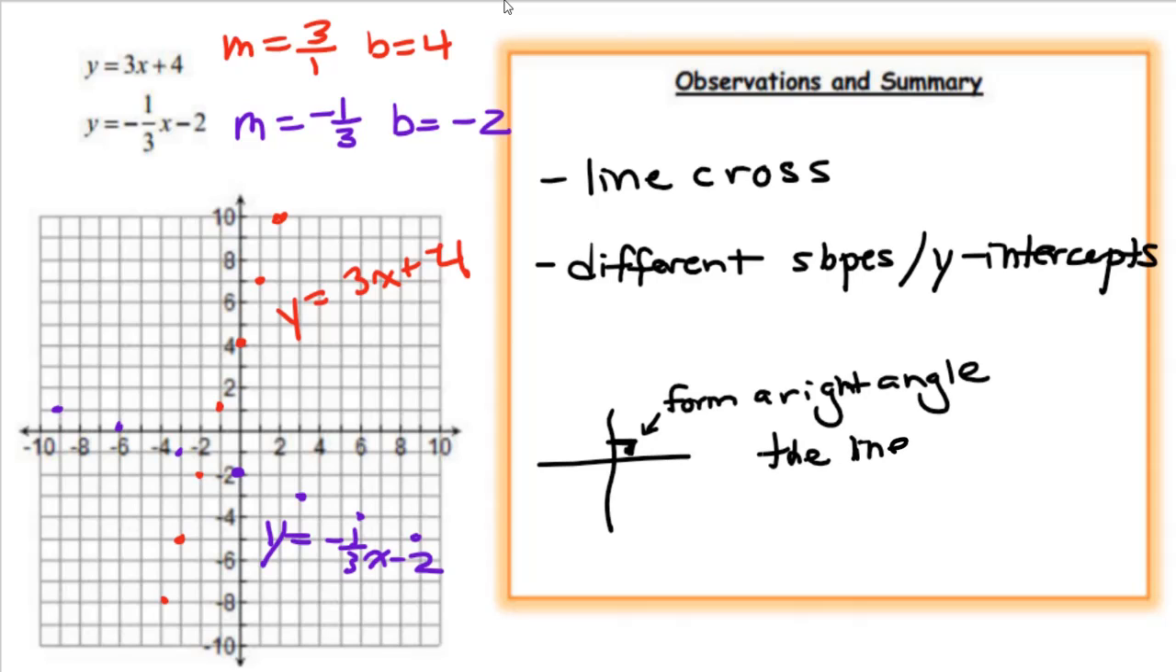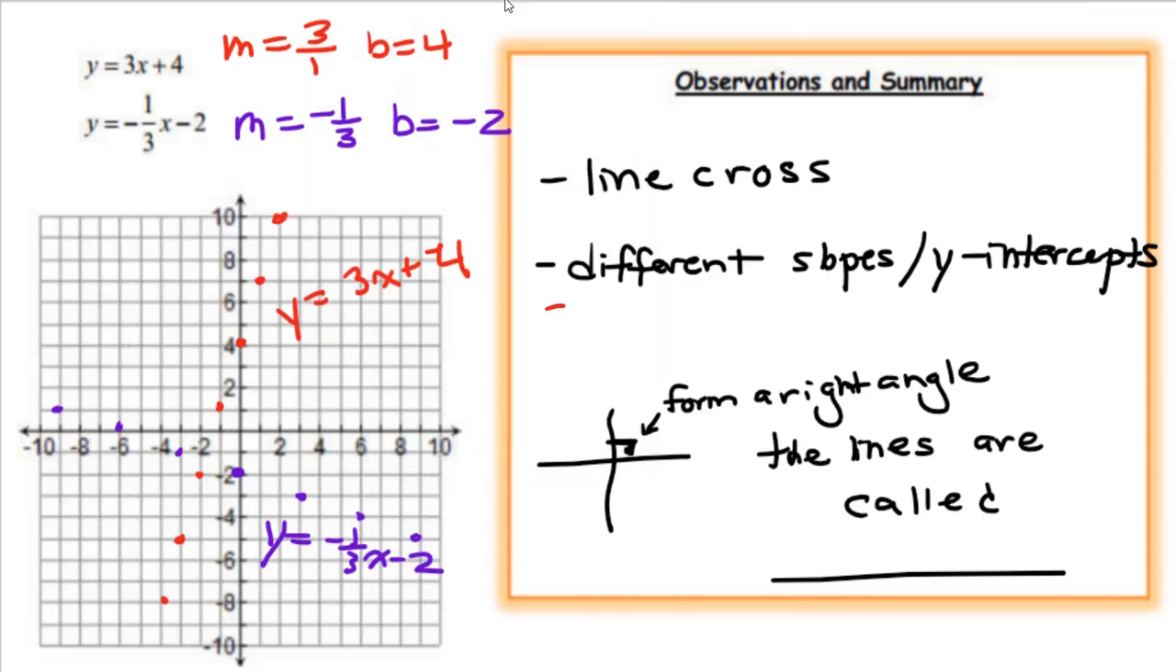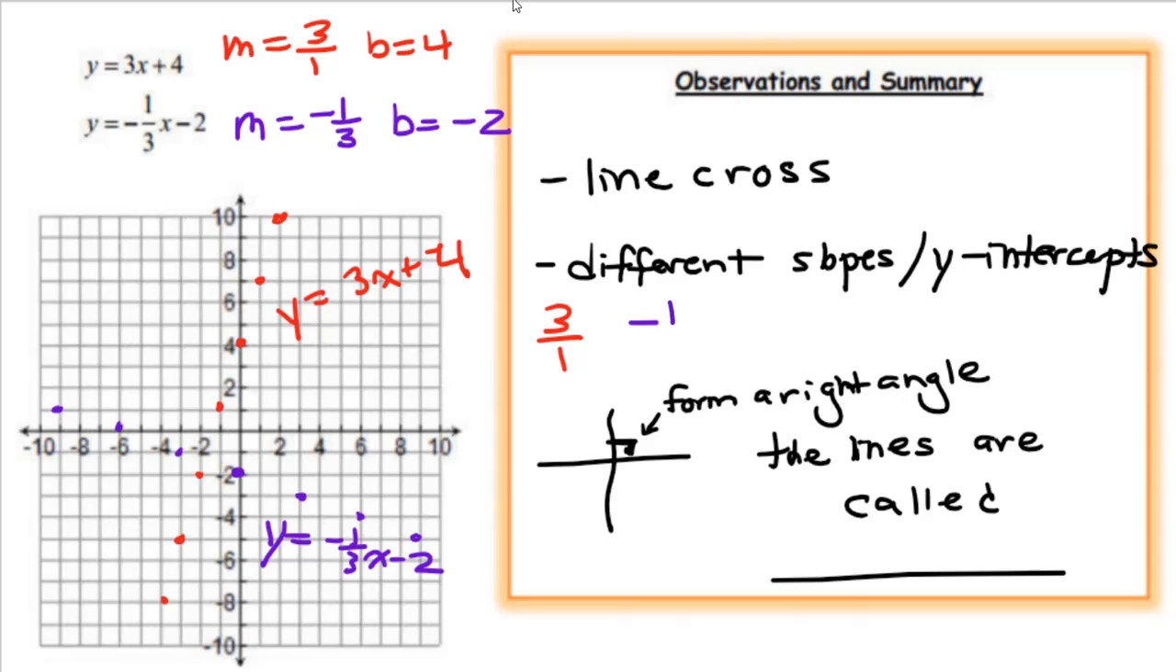So when lines cross and form a right angle, the lines are called, and we're going to talk about that word in class. But there's something unique about their slopes, and that's what makes that happen. The slope of my first line is 3/1, and notice the slope of my second line is -1/3. So they're related in a way. What happens is I took the first slope and flipped it upside down. We call that the reciprocal. And then I made it negative.